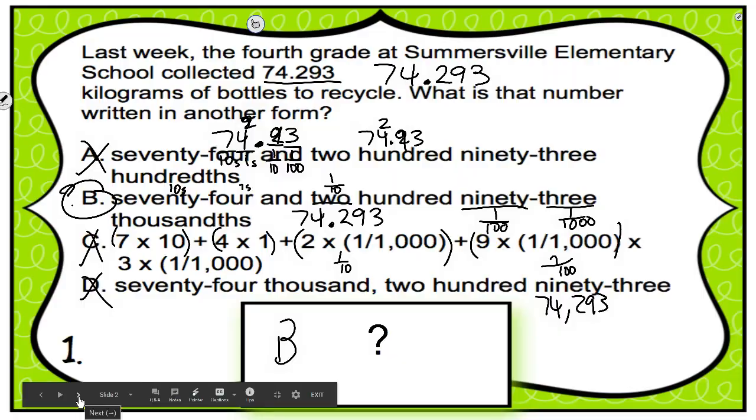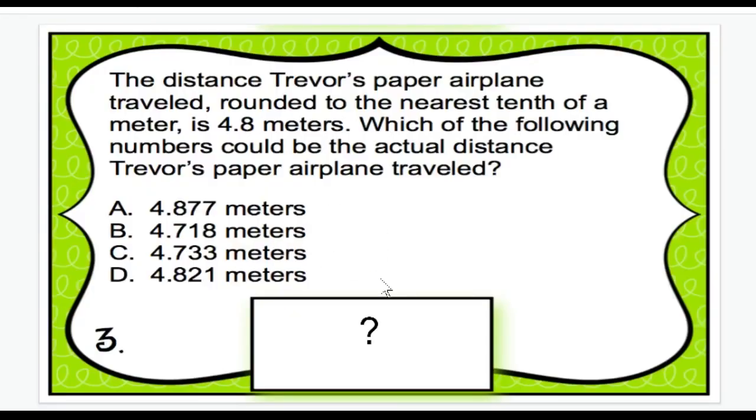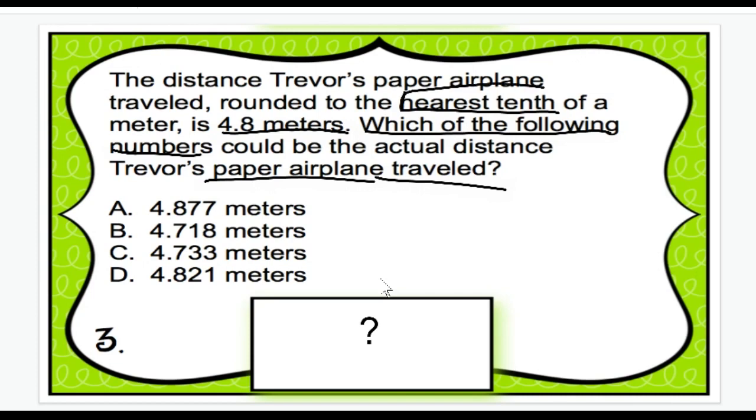Next slide. All right. The distance Trevor's paper airplane traveled, rounded to the nearest tenth of a meter, is 4.8 meters. Which of the following numbers could be the actual distance that Trevor's paper airplane traveled? So we're basically saying we're rounding to the nearest tenth. This is important to know, and that our answer should be 4.8. So we're going to take all of these, round them to the nearest tenth, and see what our answers are.